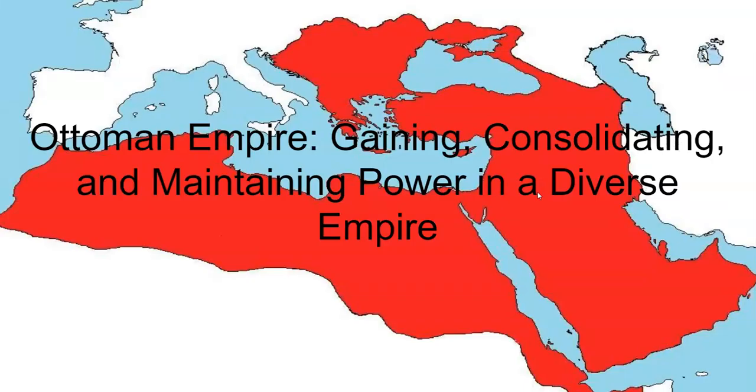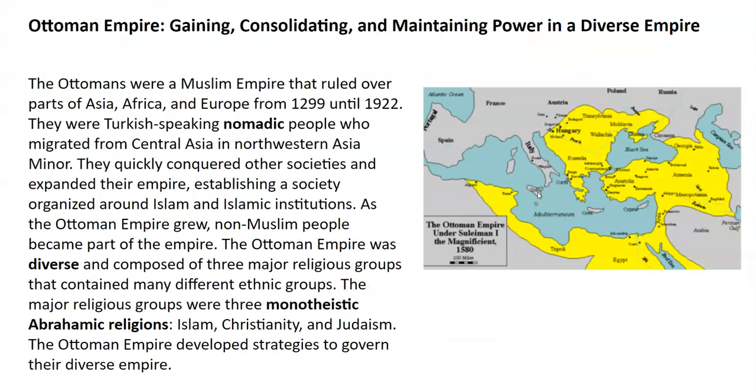All right, so let's start with the Ottoman Empire. Okay, so the Ottomans were a Muslim empire that ruled over parts of Asia, Africa, and Europe from 1299 to 1922. You can see the map on your right. They were a Turkish-speaking nomadic people who migrated from Central Asia into northwestern Asia Minor. They quickly conquered other societies and expanded their empire, establishing a society around Islam and Islamic institutions.